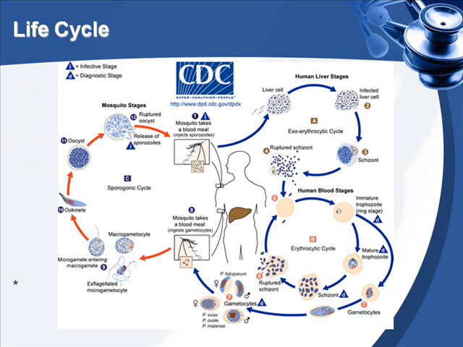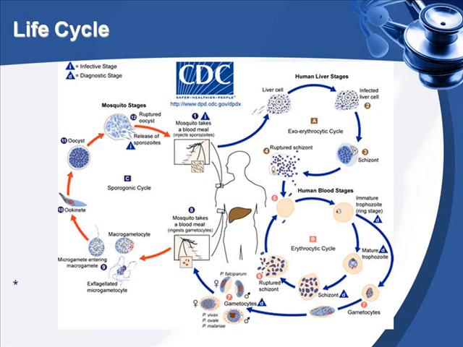Life cycle. The malaria parasite life cycle involves 2 hosts. During a blood meal, a malaria-infected female Anopheles mosquito inoculates sporozoites into the human host. Sporozoites infect liver cells and mature into schizonts, which rupture and release merozoites.